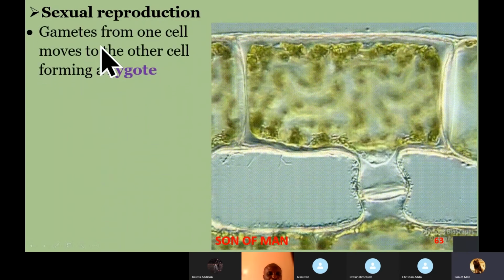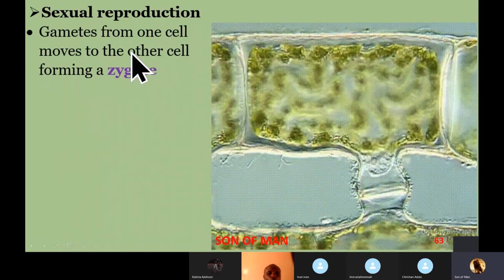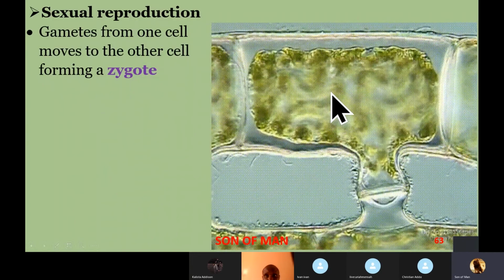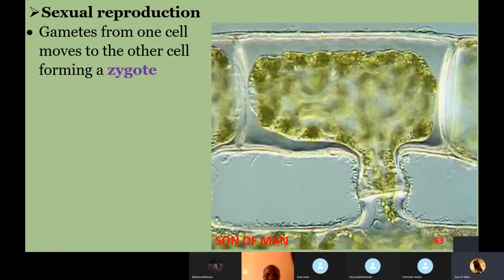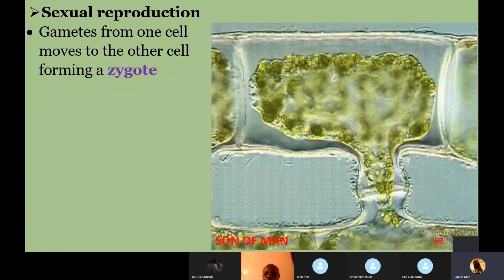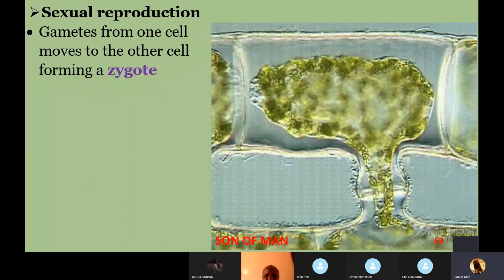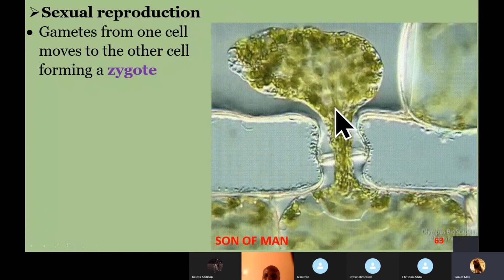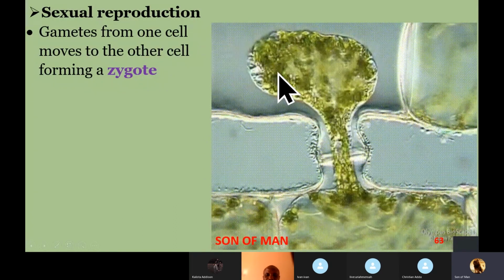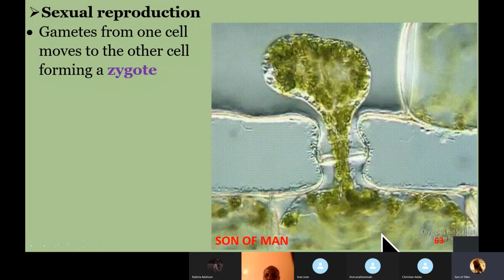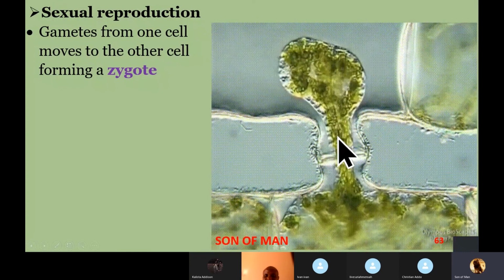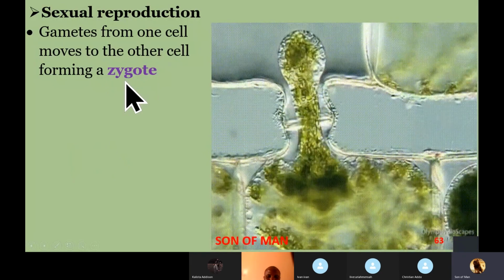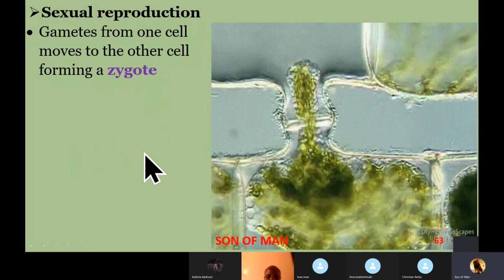So gametes from one cell move to the other cell, and this time forming a zygote. In the case of the paramecium, we mentioned zygotic nucleus because it was the nucleus that did move. Over here, we have a stationary cell that isn't moving, but the content of the cell did move and fuse to the adjacent cell through the conjugation tube, and that will result in the formation of a zygote.